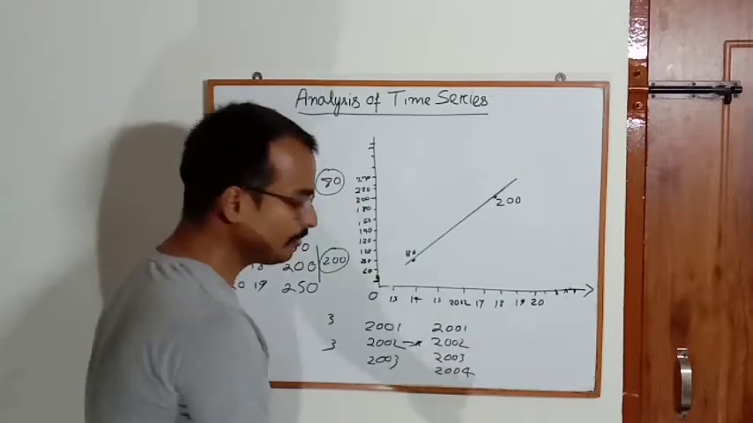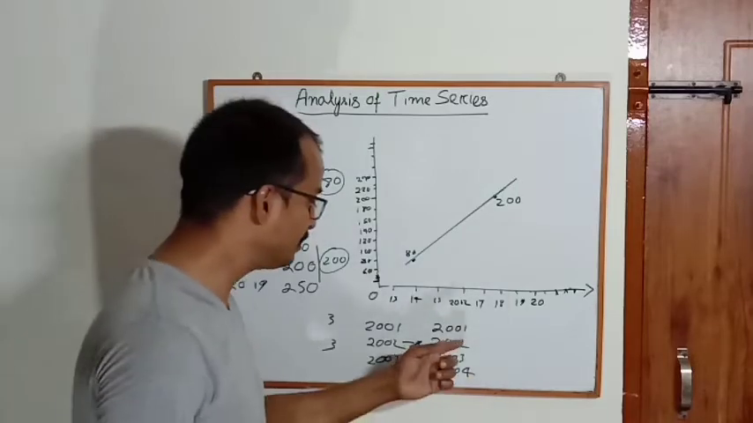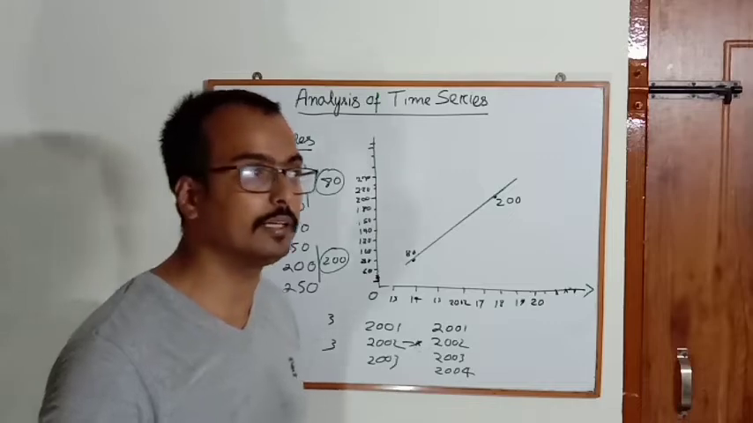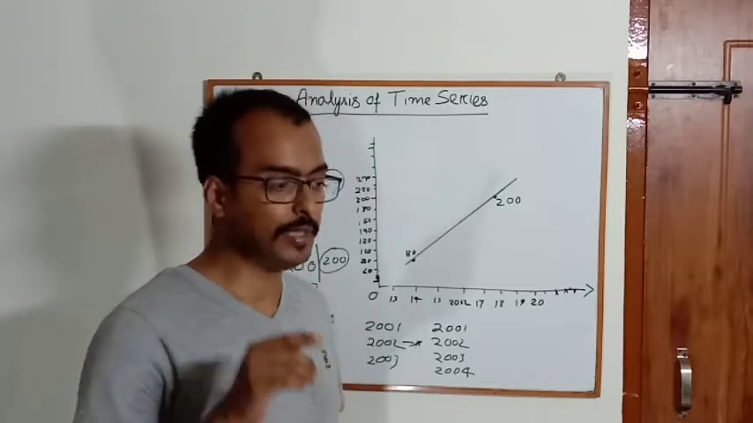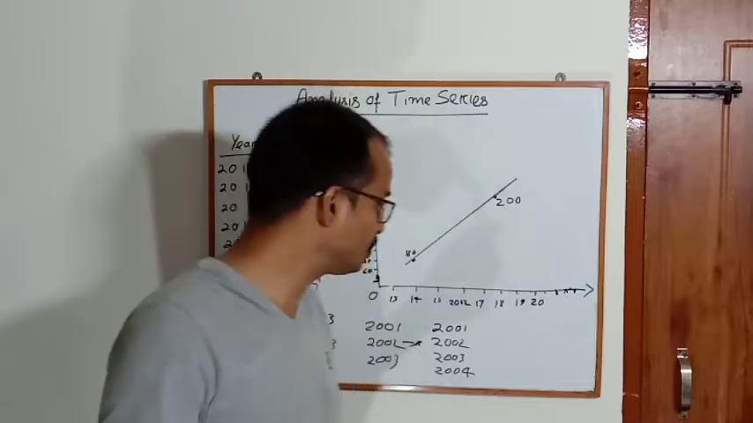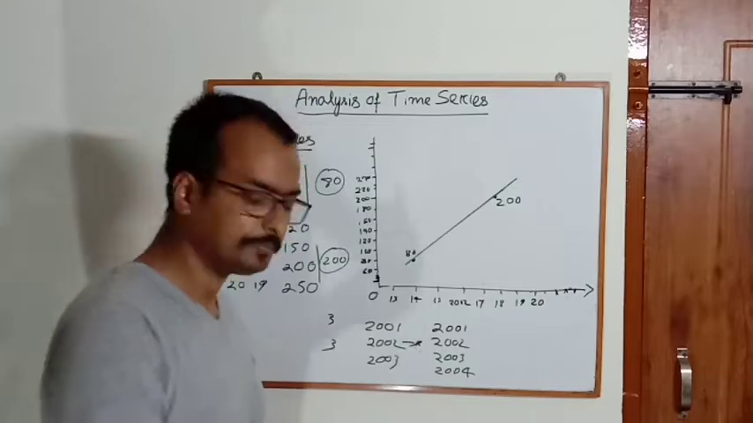But when there are 4, where to put? Whether in 2002 or 2003? No, neither in 2002 nor in 2003. In the middle of 2002 and 2003. And what will be that month? That will be July month, 1st of July. The 1st of July will be the middle of the year.